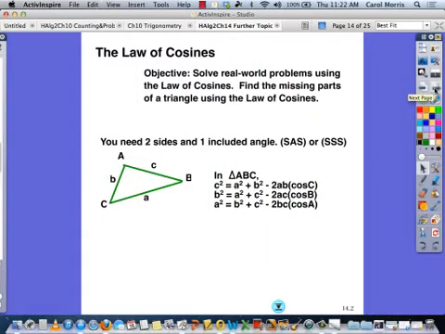Let's look at the combinations we want to be able to solve to find missing parts of triangles that are not right triangles. If you think back in our law of sines section, we did angle, angle, side, side, angle, side, and side, side, angle. So now our goal is to only use side, angle, side, or side, side, side. Think about it: I have more edges than I do angles included. So it's probably easier to remember that side, side, side and side, angle, side go with cosine. All the others go with law of sines.